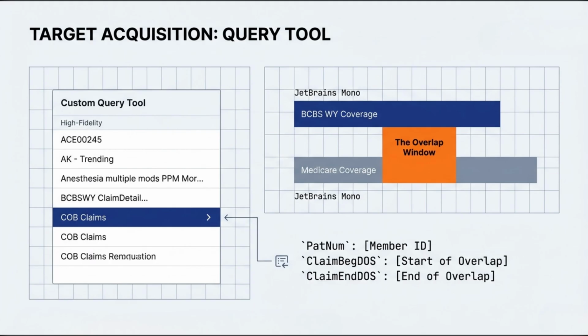How do we actually define that overlap for our query? Precisely with these parameters. We need the patnum, our member ID, to know who we're looking at. Then claim BEG-DOS and claim IN-DOS become absolutely critical. These aren't just dates, these are the precise boundaries of our overlap window. This is the logical core for nailing down exactly when and where a claim could be dual covered. Missing even a day here could mean leaving money on the table, right? This is the bedrock of accurate COB identification.